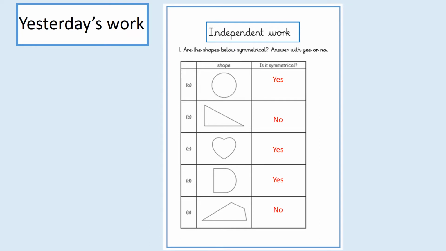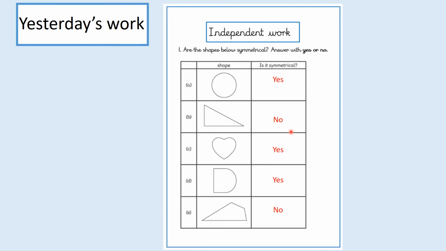Right, let's have a little look at yesterday's work. For question 1, you were deciding if the shapes were symmetrical or not, and we needed to write yes or no. So A was a circle, and we should have put yes, it is symmetrical. We could draw a line of symmetry in two different places. We could draw one line of symmetry down from the top to the bottom, one line of symmetry from the side on the left to the right side as well.